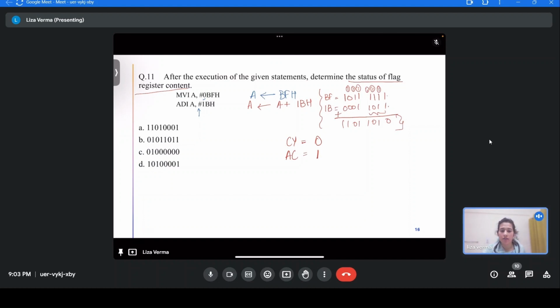Then there is the parity flag. Parity is 1 for an even number of ones in your answer and 0 for an odd number of ones. So here the number of ones in the answer is 1, 2, 3, 4, 5. Five, odd number of ones. So it will be 0.